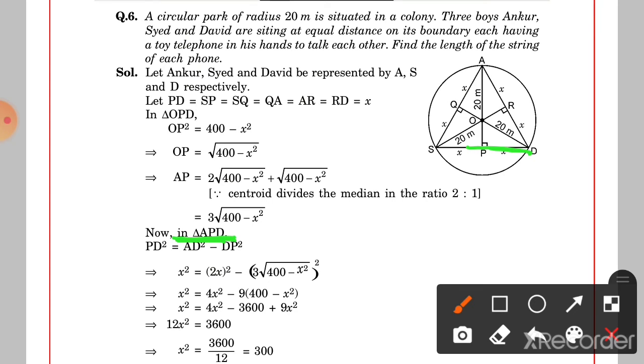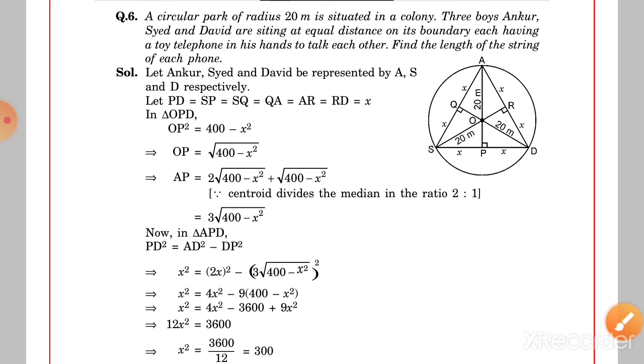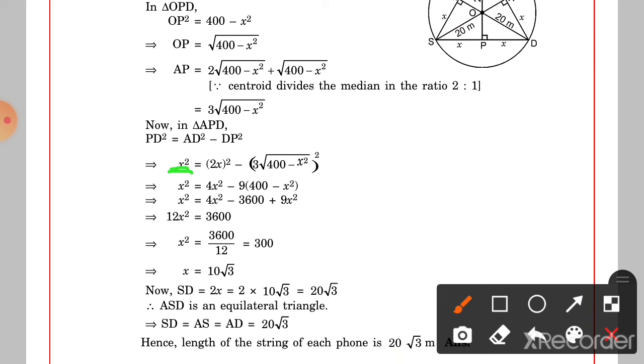So PD square is equal to AD square minus AP square. That means x square is equal to 2x square minus DP square. AP is 3 into under root 400 minus x square, so expand this bracket. So we'll get x square is equal to 4x square minus 9 into 400 minus x square. Then x square is equal to 4x square minus 3600 plus 9x square. So this 9x square, move it over, and this 4x square is also moved over. So we'll get 12x square is equal to 3600.